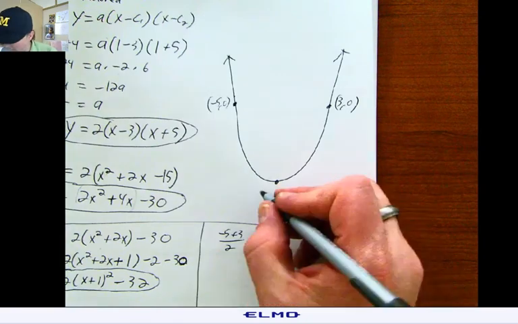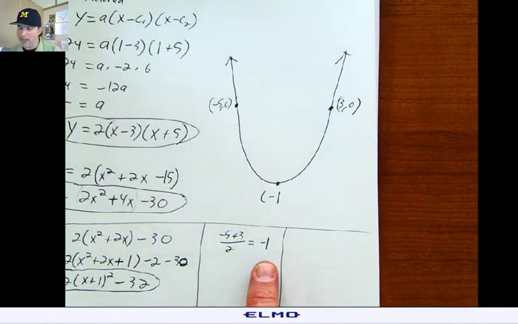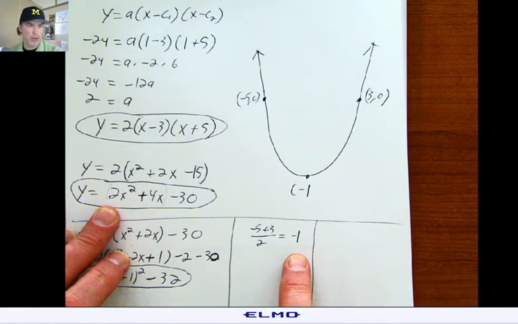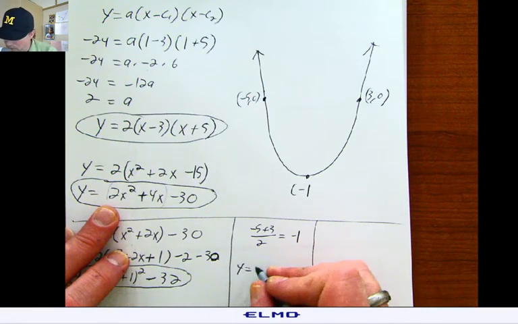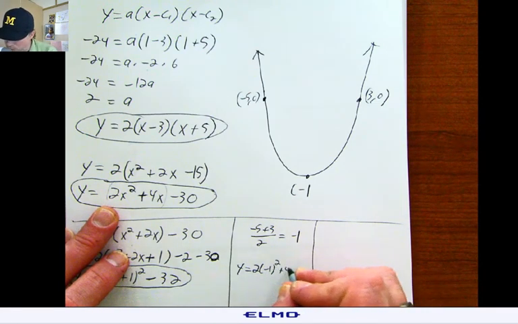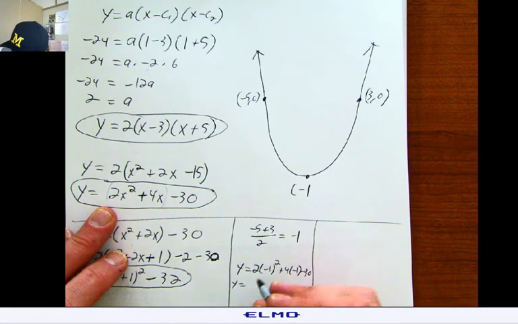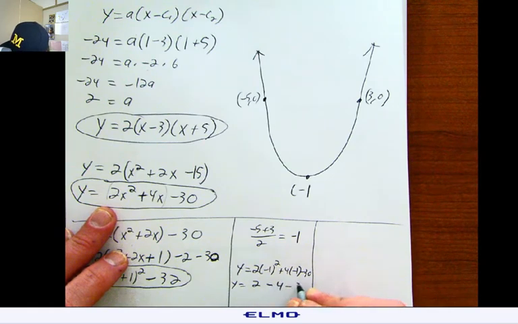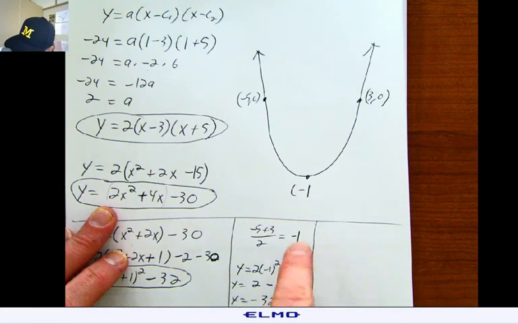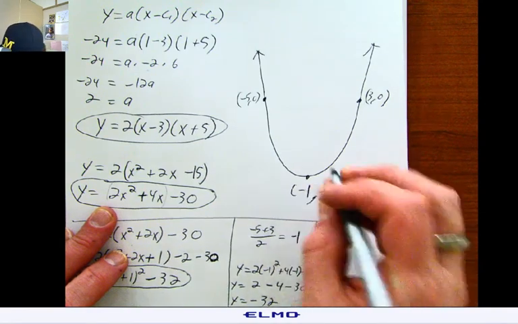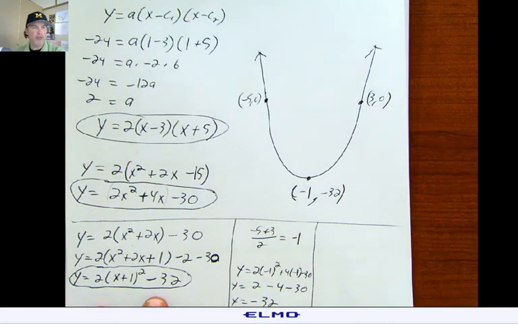That means that this x-coordinate's negative 1, and then I could just plug negative 1 into any old equation, and I could get what that value is. And I'll plug it into this first one. So 2 times negative 1 squared plus 4 times negative 1 minus 30. So I end up getting, that's 1 times 2 is 2, minus 4 minus 30, which ends up being negative 32. So while the x-coordinate's negative 1, the y-coordinate's negative 32. Which is really the same way I did, if you looked at this, negative 1, negative 32.